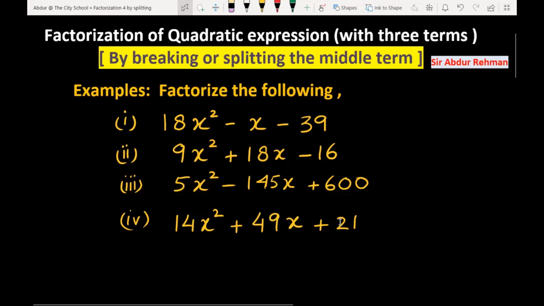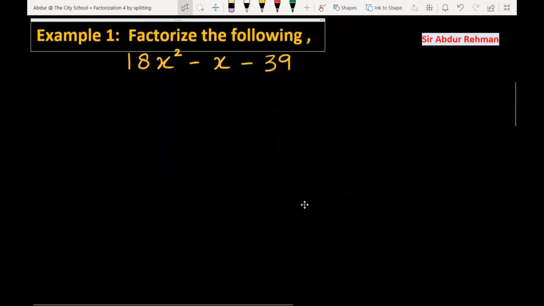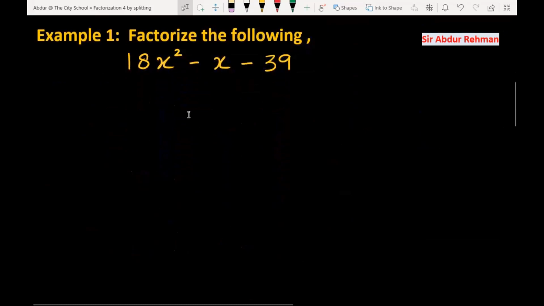Let's take example number 1, which is 18x square minus x minus 39. In this lesson number 4, the factorization is different from lessons number 1, 2, and 3. The first step is to find the prime factors of 18 and 39 individually, that is, the prime factors of the coefficient of the first term and the last term. You have to find this.